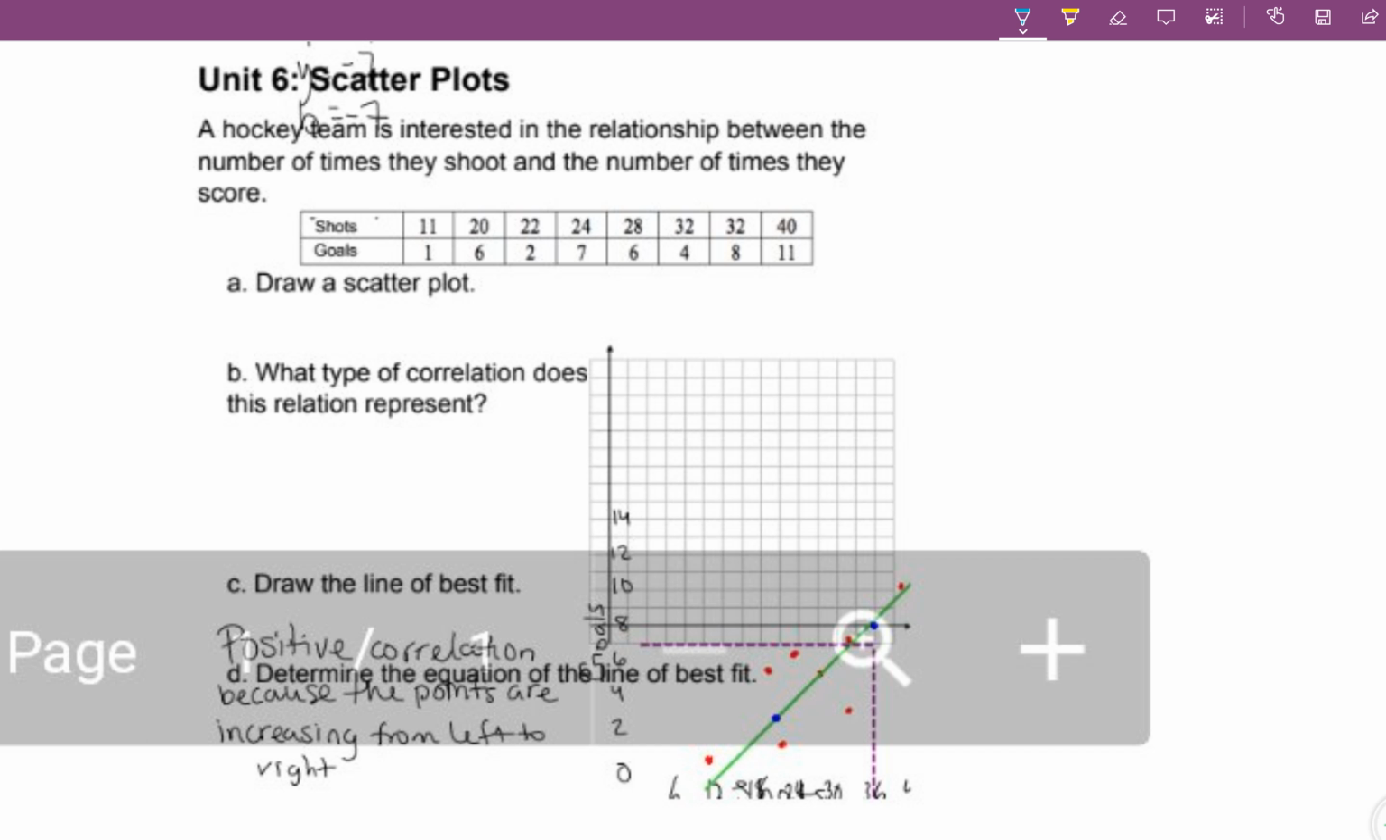So shots are right there: 11, 10, 20, 22, up to 40, and the goals are 1, 6, 2, 7. So that's the relationship between the number of times they shoot and the number of times they score. Now draw the scatter plot. A scatter plot is just drawing the data values on a graph.